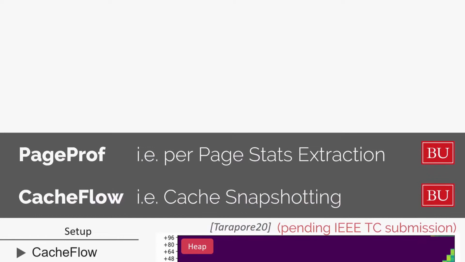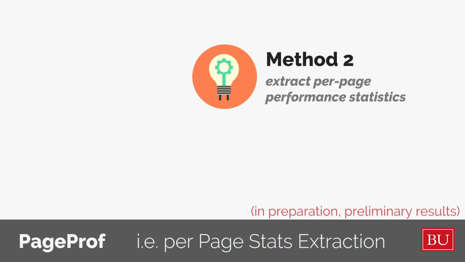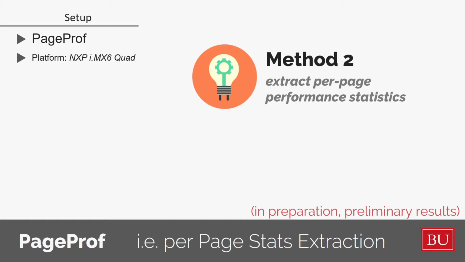But there's another method that we have devised and we are still perfecting. So this one, I'm not going to provide a lot of information just because it's still under development, but it boils down to the following. So the page prof is a page profiler that is able to collect statistics on how important each page is in a given application. And here we've conducted some experiments on this NXP IMX6 quad. And what we consider is the disparity benchmarks once again. And the way we look at this benchmark is by understanding the impact on the timing of the application of allocating a given page in either a fast or slow memory zone.